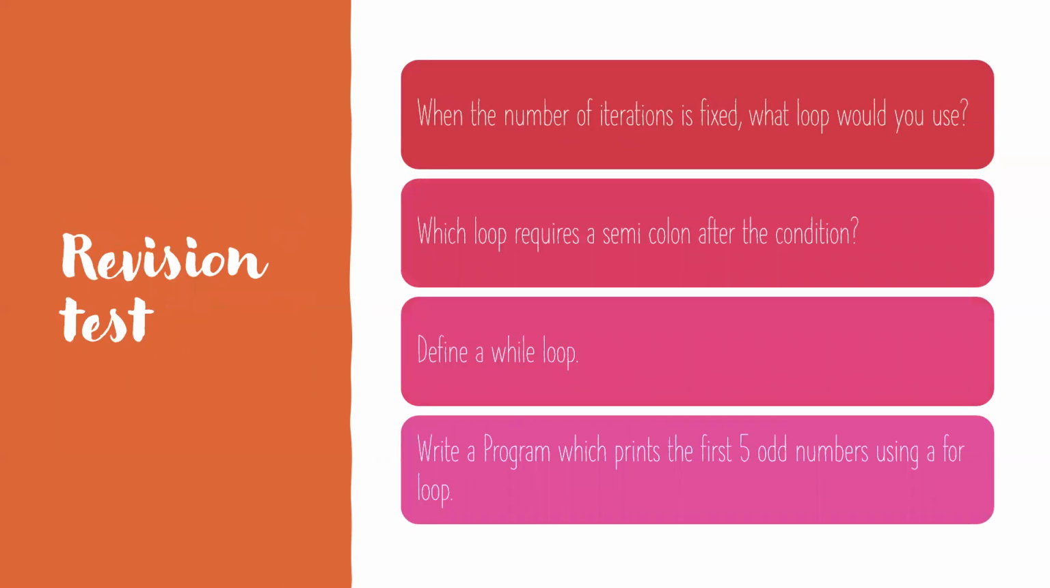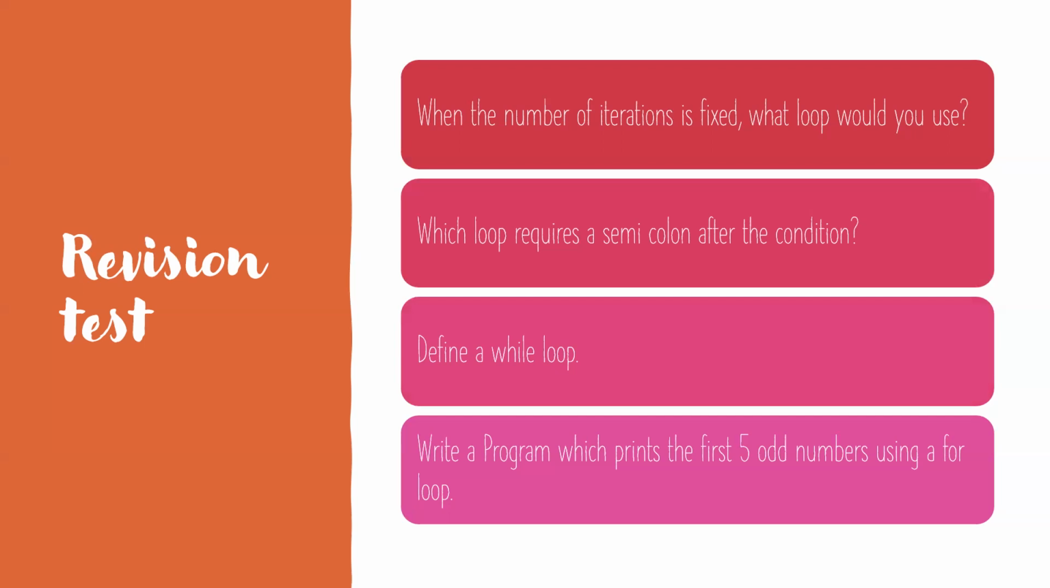So here's a little revision test. The first question: when the number of iterations is fixed, what loop would you use? Which loop requires a semicolon after the condition? Define a while loop. And write a program which prints the first 5 odd numbers using a for loop. You can pause the video for about 5 minutes and do this test, and I'll wait. Okay, so I guess you're done by now.